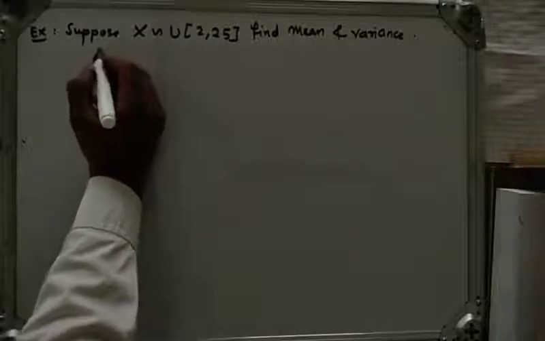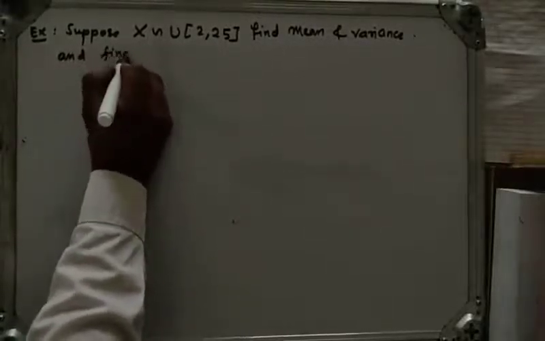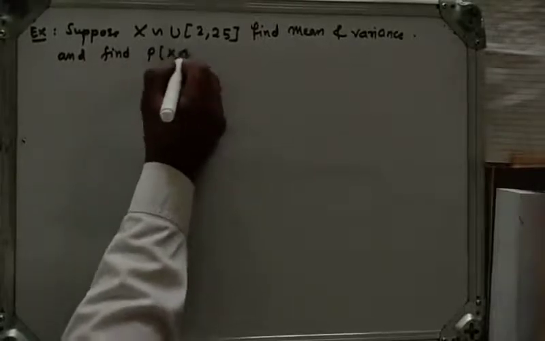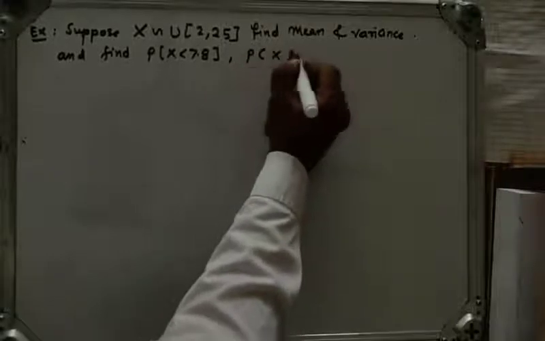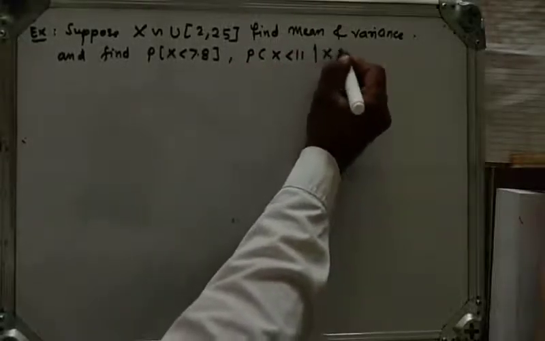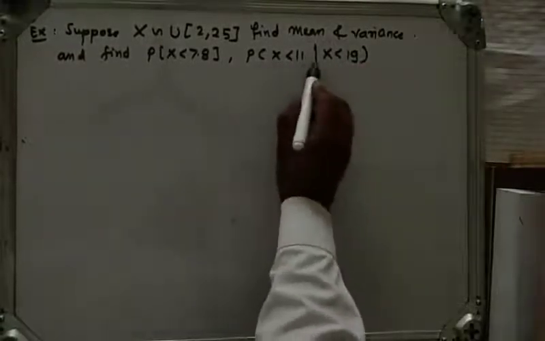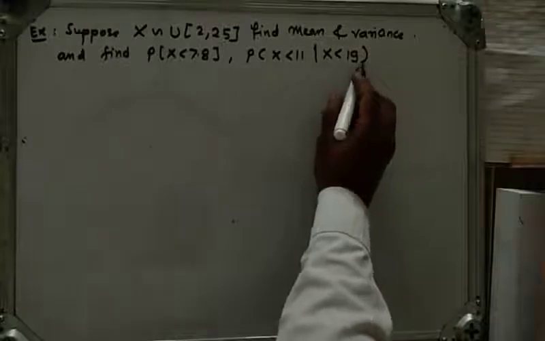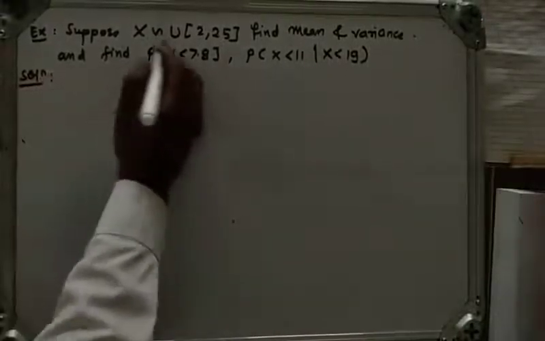Determine, find probability of x less than 7.8 and probability of x less than 11 given x less than 19. So this is probability x less than 11 given x less than 19. Now let's solve this. What do we have given?